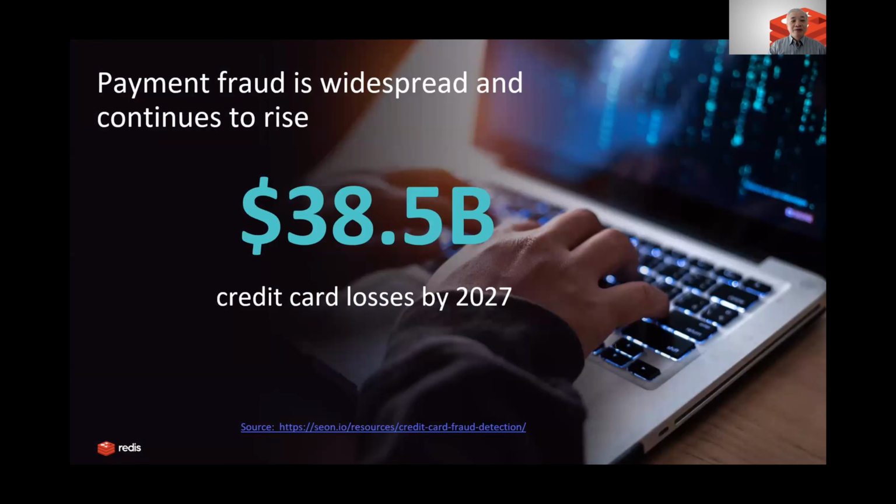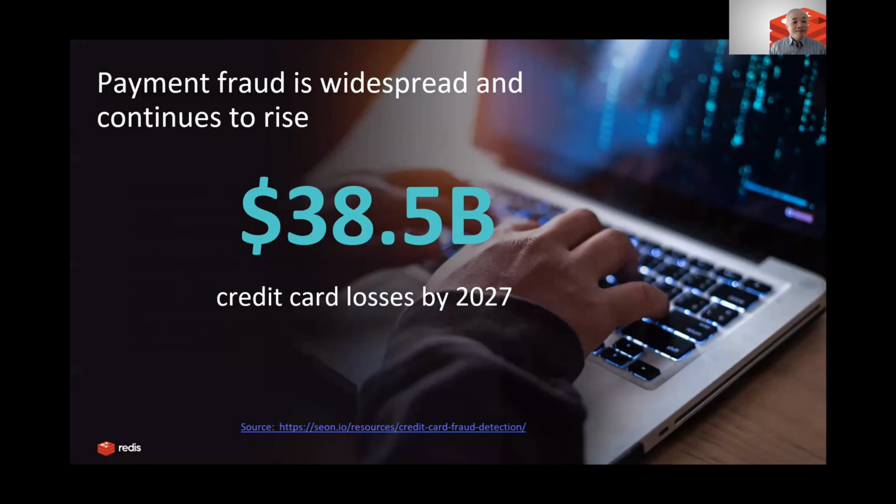So I mentioned earlier that payment fraud is the specific type of fraud that I'm going to be talking about today. I think we all know it's widespread and it continues to be a problem for the industry. Just a quick stat here, $38.5 billion in expected credit card losses by 2027. That has to all do with obviously stolen credit card information, fraudulent payments, etc. So what can we do about that?